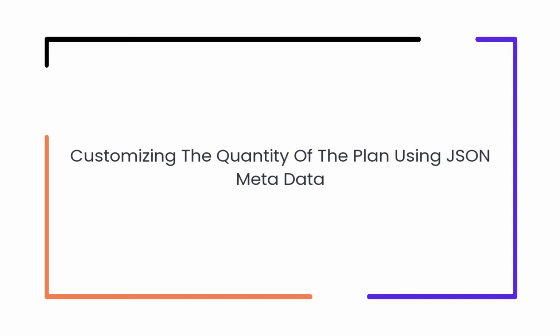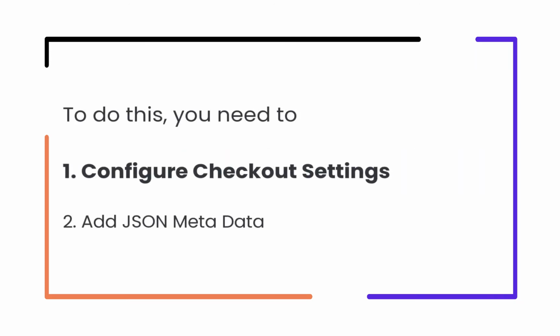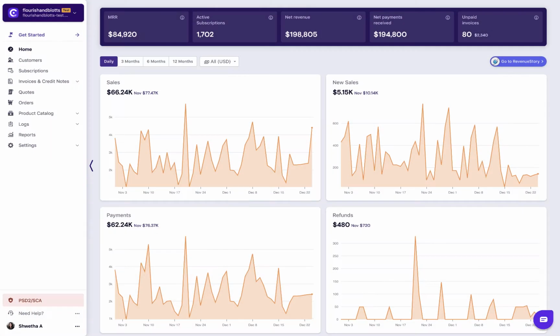In this video, we are going to learn how to customize the quantity of the plan using JSON metadata. To do this, you first need to enable the quantity-based meta configuration setting under checkout. Let us now see how to do this.